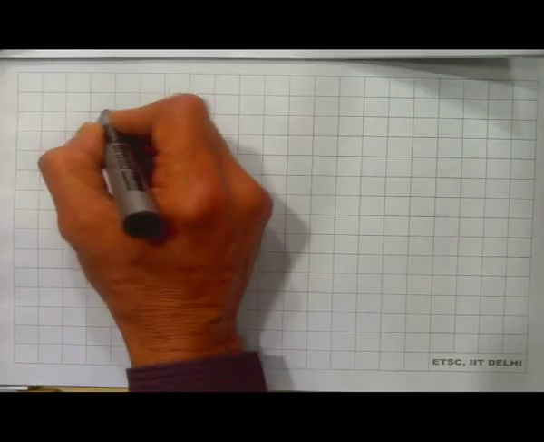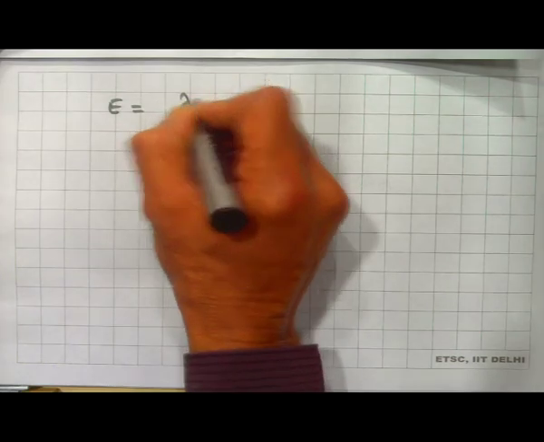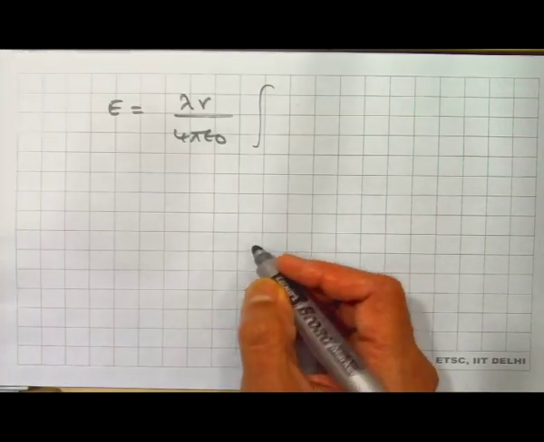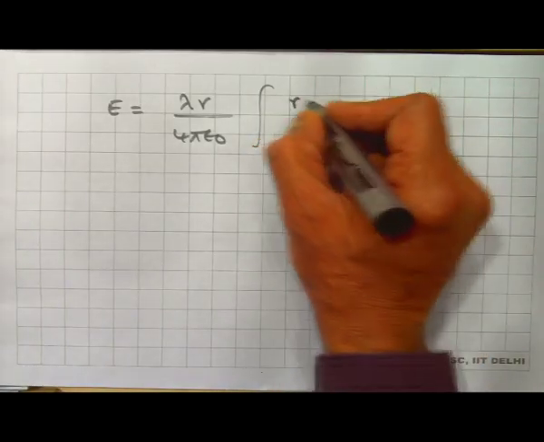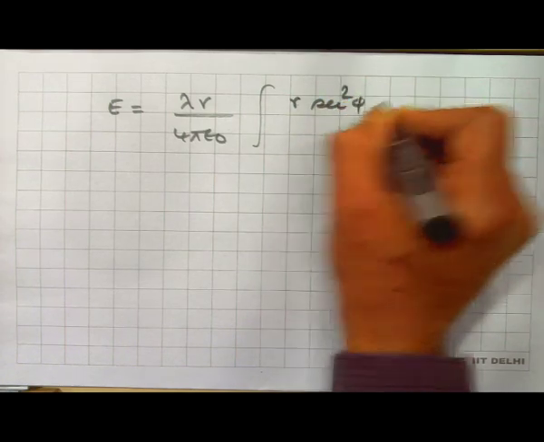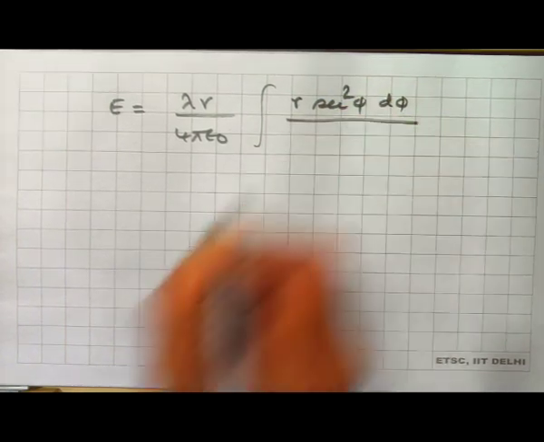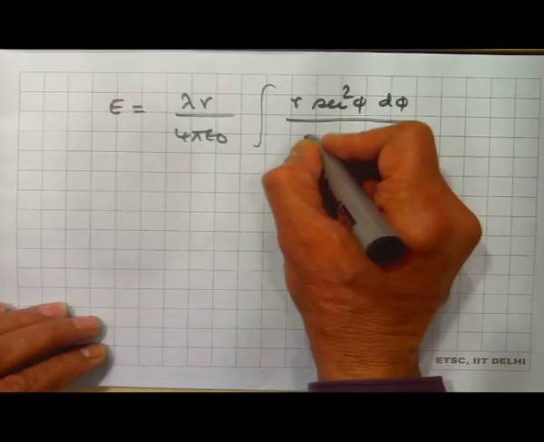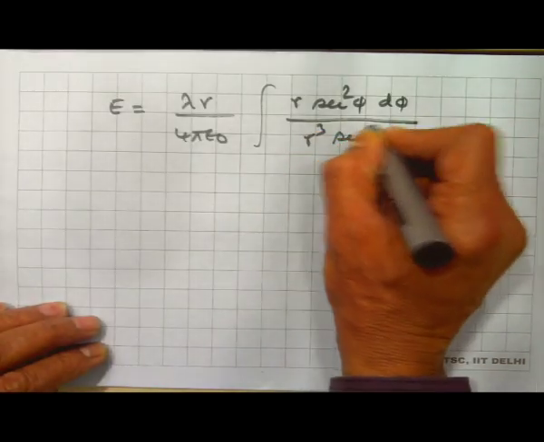So, E becomes lambda r by 4 pi epsilon 0 integral. Now, there was a dz on the top. So, I will have to write r secant square phi d phi. There is r square plus z square to the power 3 by 2 in the denominator. So, I will get r cube secant cube phi.